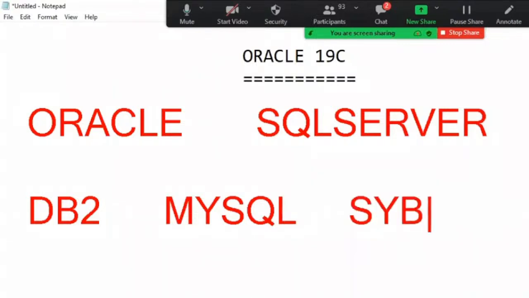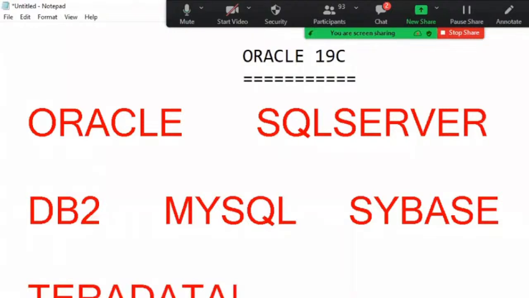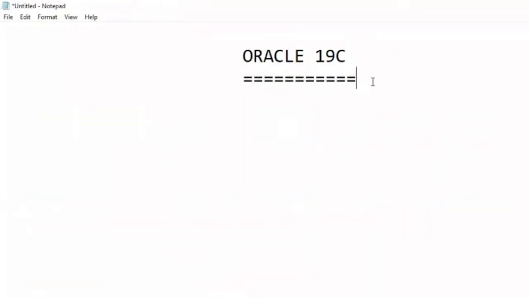Sybase is a database product from Ingres Corporation. Again, Teradata. Maybe many of you who are data warehousing application programmers have an idea. Teradata is a database product from NCR Corporation. SQLite is a database product. Like this, so many database products are there from different companies. That's why Oracle is always one of the popular database products.